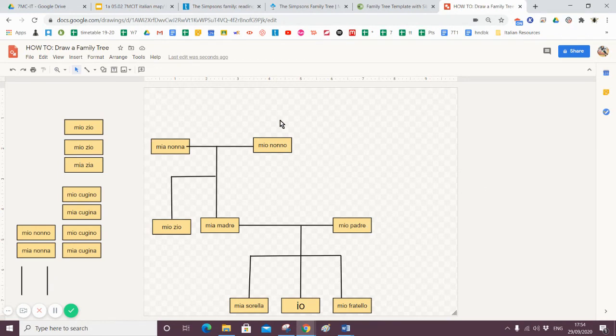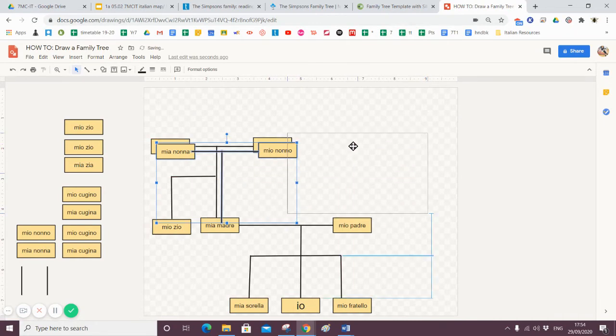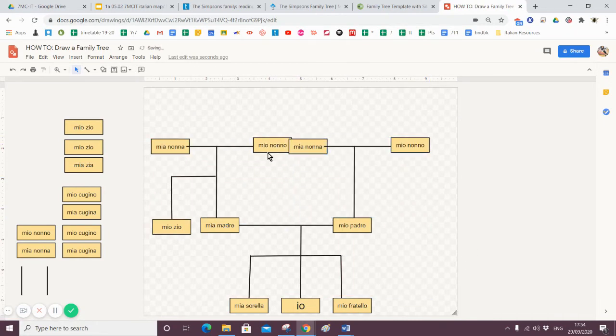So my dad, just like my mum, he has grandparents. Look at that, a lot of good copy paste. Actually, let's just shrink them across. That's a bit easier. Ta-da! Okay, and we'll make that's fine. So yeah, my dad's parents, my granny and grandpa, mio padre, mia nonna, mio nonno.